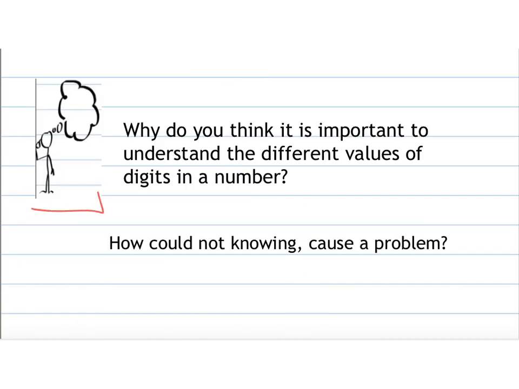Okay, so again, whenever you see this guy here, it tells us we should stop and think. So this part, you're just going to think about this. Why do you think it is important to understand the different values of digits in a number? So why is place value important? Why is it important to understand that a number is in the tens place or that something is in the hundredths place? Why is that important? And how could not knowing cause a problem? So if we didn't know where the tenths place was, or we didn't know where a hundreds place was, how could that cause problems? So just think about that for a second. See if you can come up with anything.